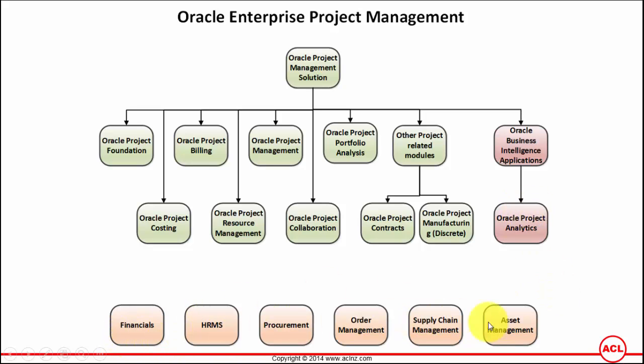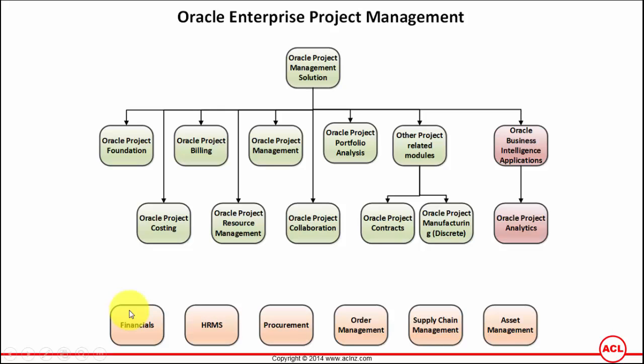Now right at the bottom you would see there are a number of modules or module families which have been listed over here, and a number of Oracle Project Management Suite of modules interact directly with these suites of modules. For example, financials. Financials consist of modules such as payables, receivables, internet expenses, subledger accounting, general ledger, costing, and so on. So Oracle Project Costing and Billing directly integrates with the financial suite of products.